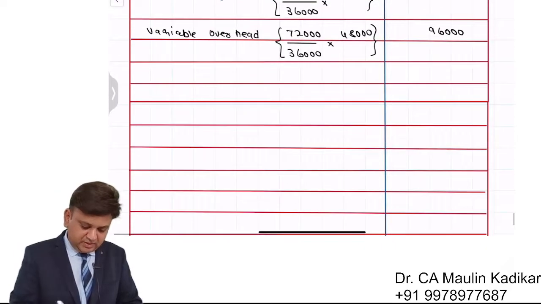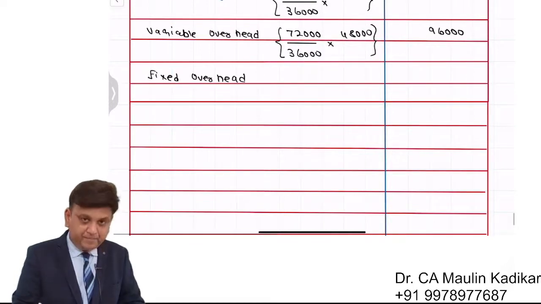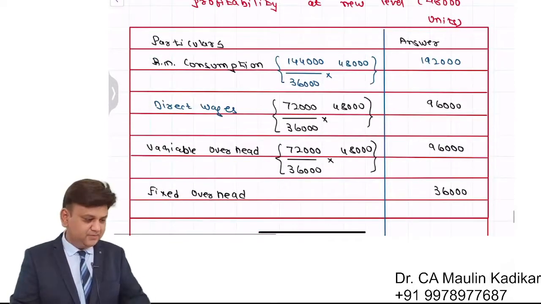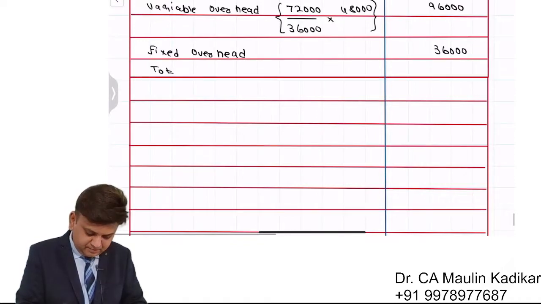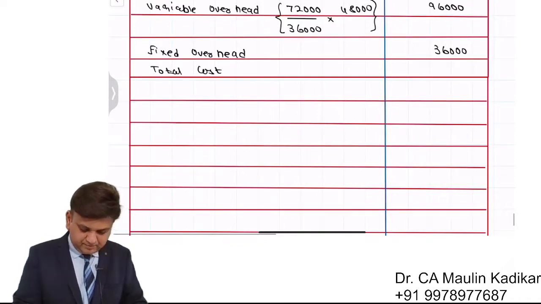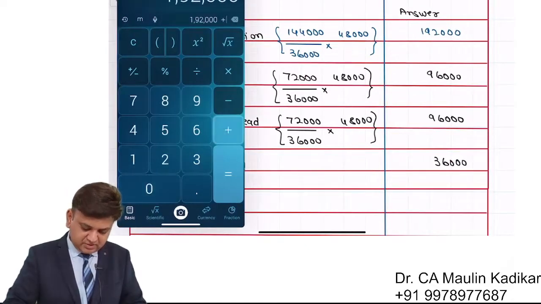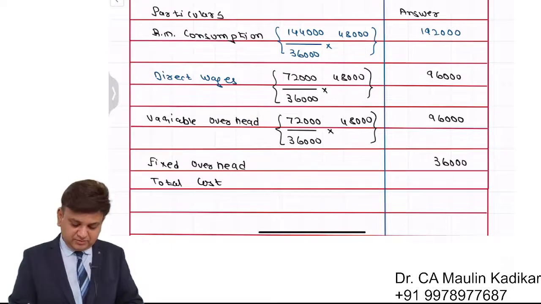Next is fixed overhead. That is an amount of rupees 36,000. The amount of the fixed overhead will not change. That is the way the total cost will be calculated. The total cost would be 1,92,000 plus 96,000 plus 96,000 plus 36,000, which is 4,20,000.